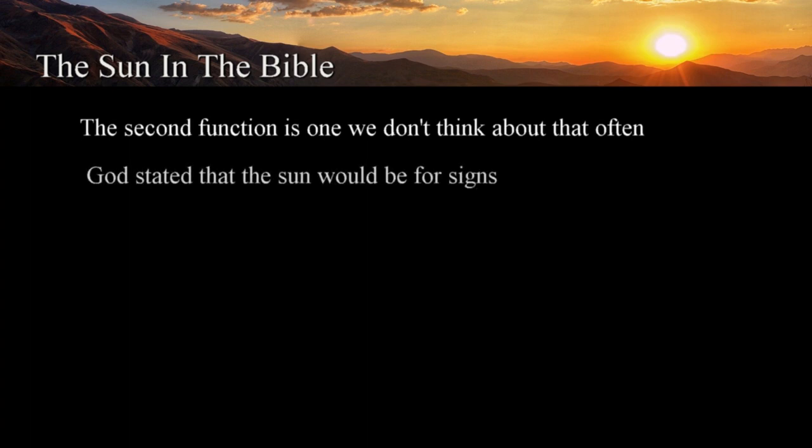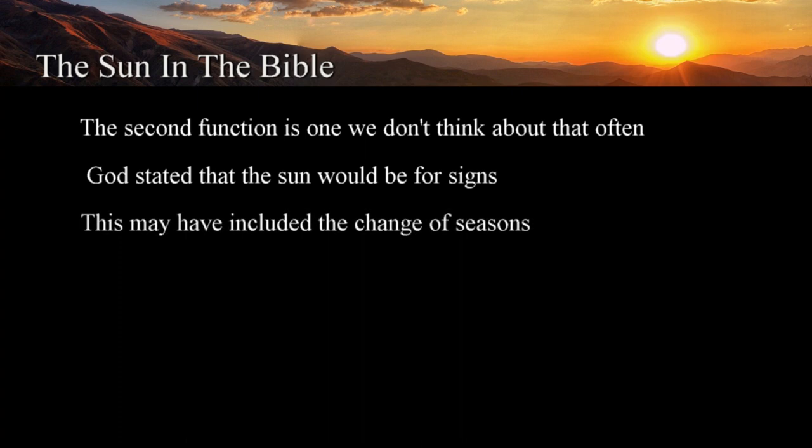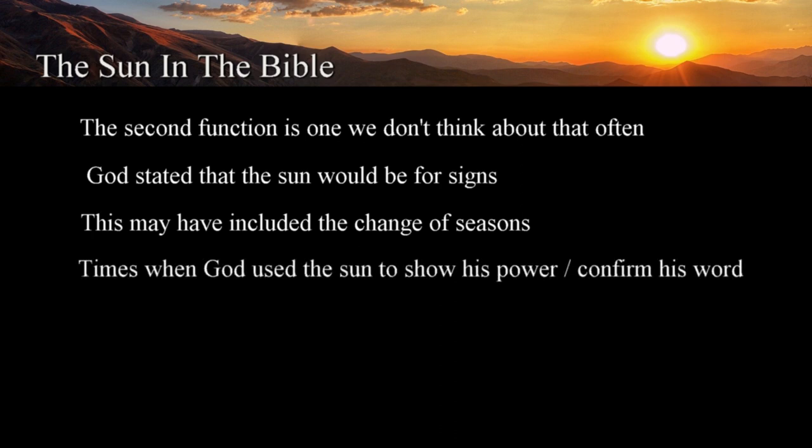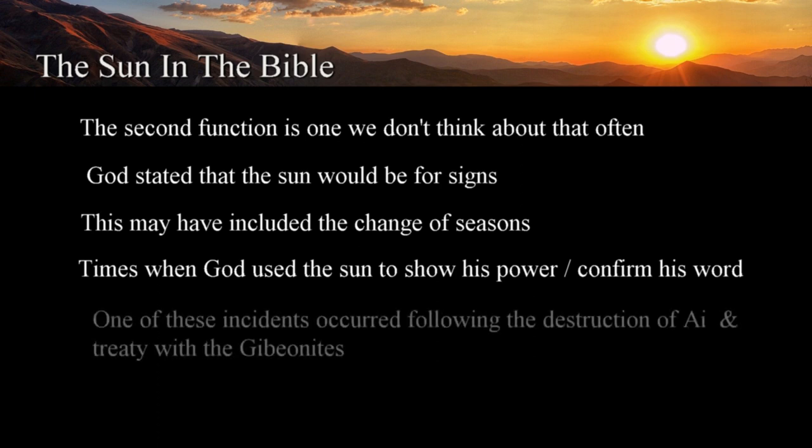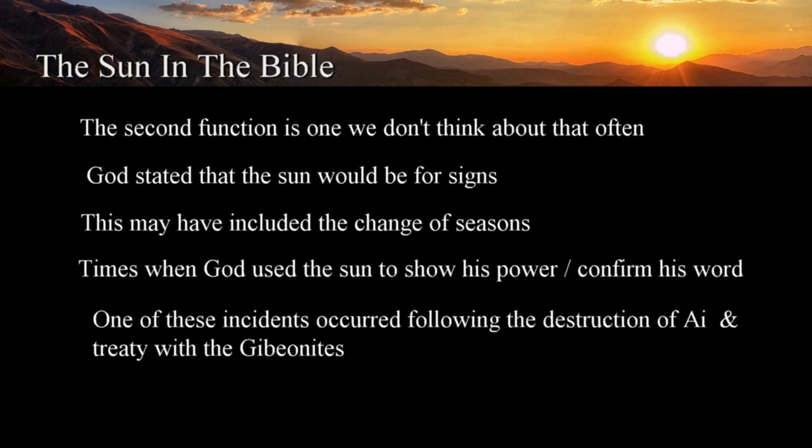God stated that the sun would be for signs. This expression may have included the changes in seasons, but in the biblical narrative, there are instances in which the sun was used by the Lord to show his power and confirm his word. We have examples of this demonstrating God's ability to control the heavens and perform his will. One of these incidents occurred following the destruction of Ai and the treaty the Israelites made with the Gibeonites.